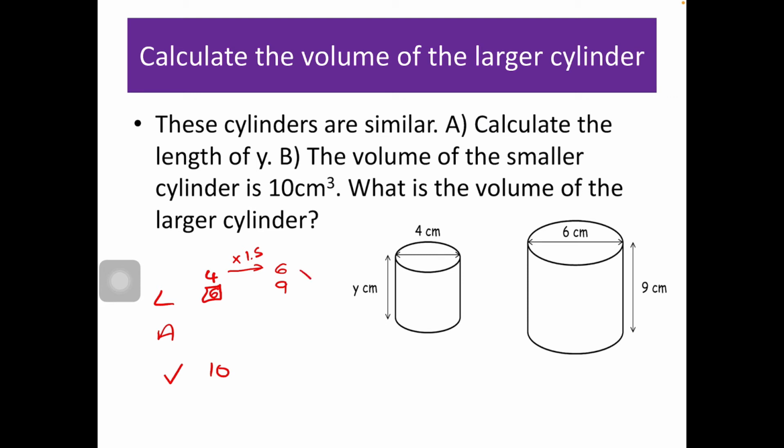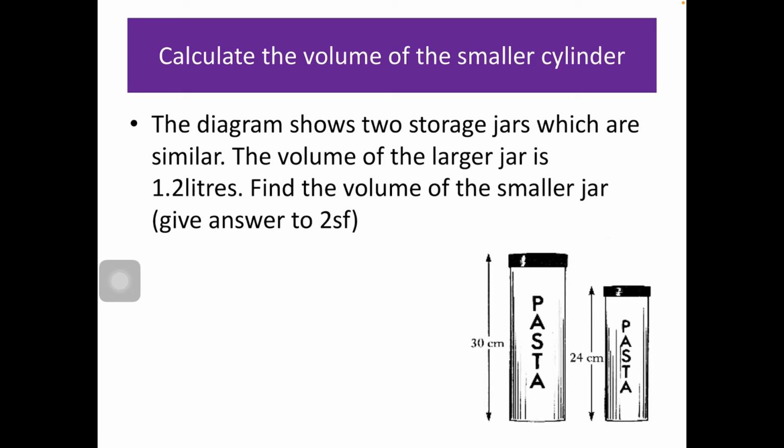To find my volume scale factor, I know I need to do it cubed. So this becomes times 1.5 cubed. So I'll go 10 times by 1.5 cubed to give me 33.75 centimetres cubed. Remember, guys, if you're going from smaller to larger, you're going to multiply it. If you're going from larger to smaller, you're going to divide instead.